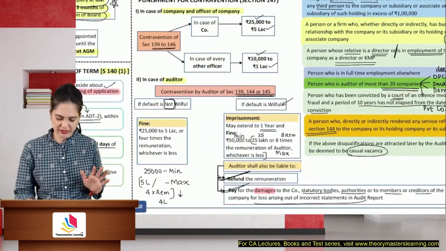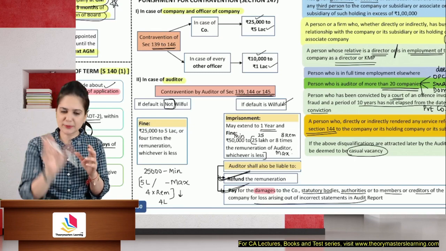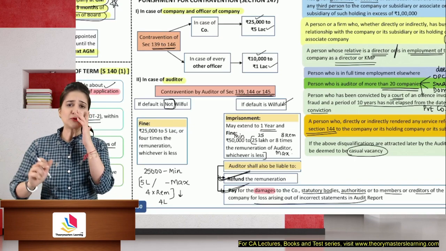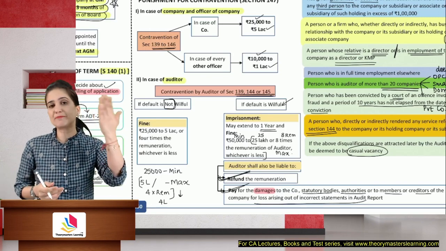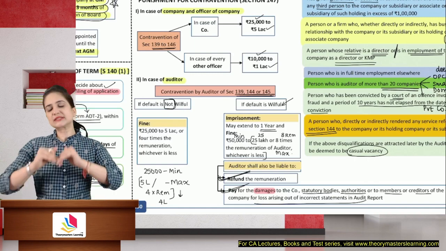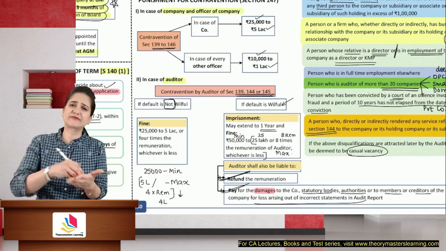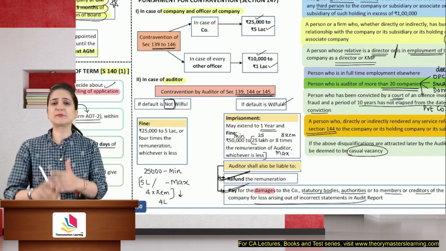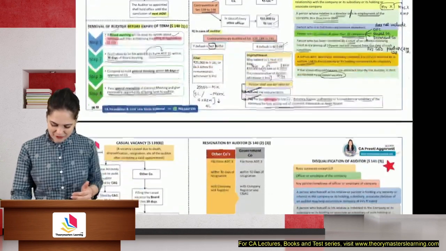There is no other way out. That is why I have given it to you in proper tabular chart format, so that you know what is the minimum and what is the maximum penalty, what is the penalty to the company officers and auditor. So please learn this by heart. A separate question can be asked, or they can combine two questions and ask you to specifically mention the punishment for contravention. Okay, so with this, students, we come to an end.